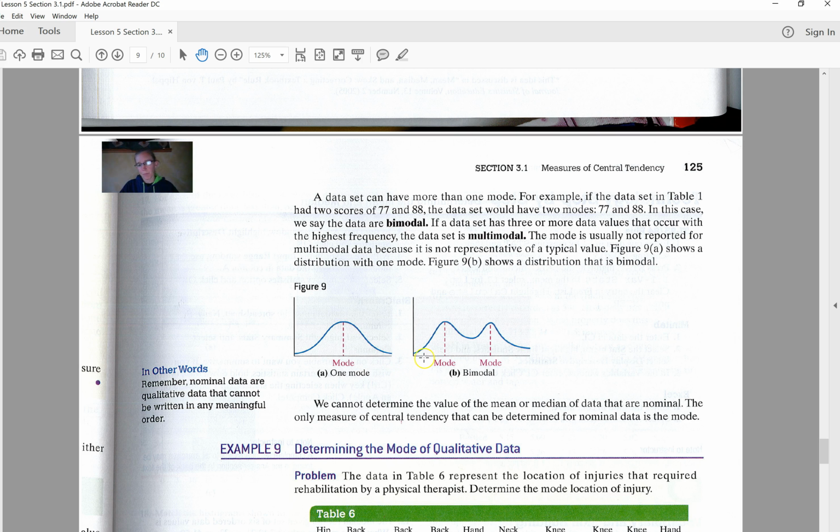With the graph on the right, we can see that this has two peaks that occur to have the same height or really close to the same height. So this is called bimodal.